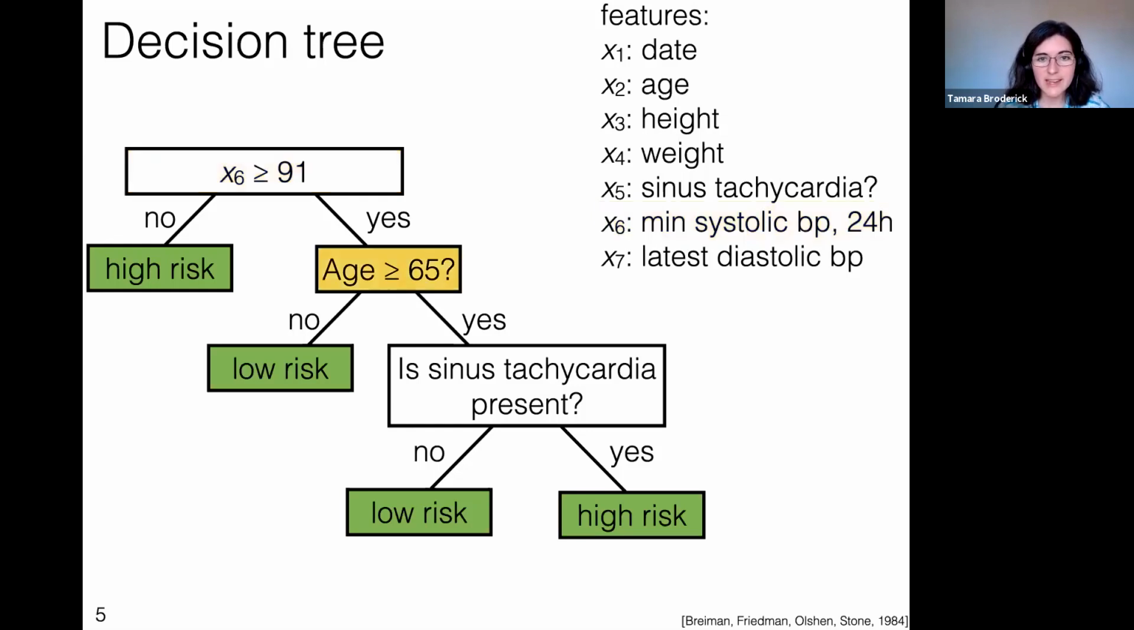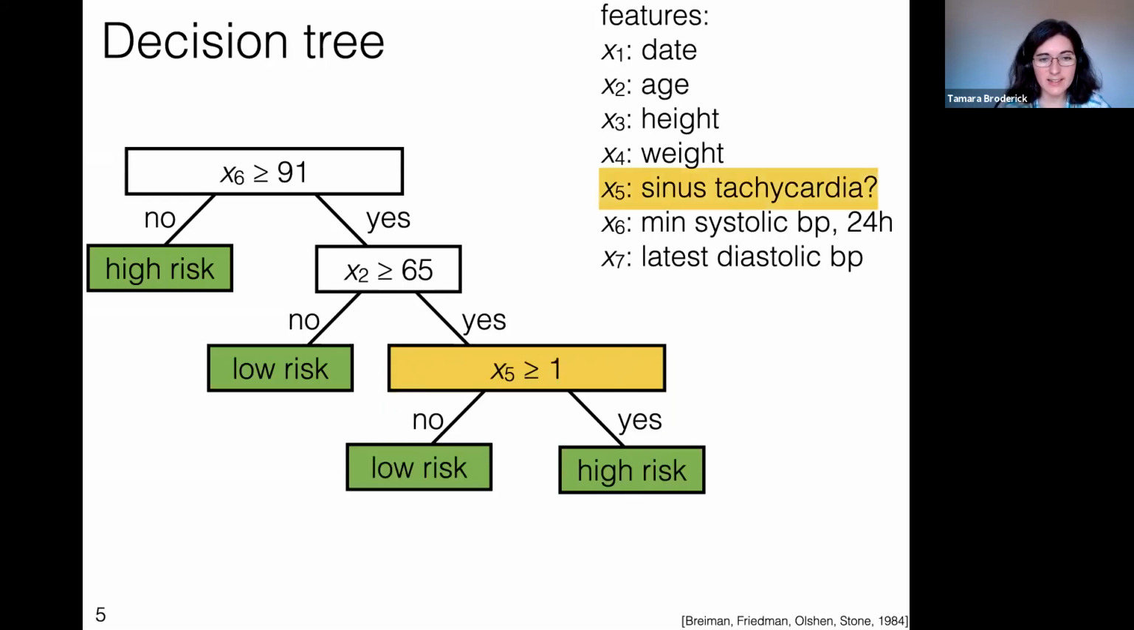Okay, we can do the same thing with age. Age is our 2nd feature. So we can actually rewrite this as x2 greater than or equal to 65. If it's true, then we'll go to the right-hand child. If it's false, we'll go to the left-hand child. Is sinus tachycardia present? Well, this sort of depends on how we encode this. A typical way that we might encode a binary variable, binary classes, is either 0, 1 or -1, 1. Either way, 1 is probably going to be the yes. And so we'll ask, is x5 greater than or equal to 1?